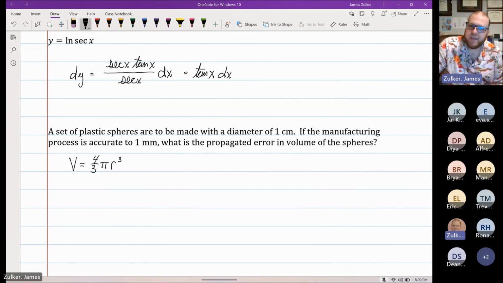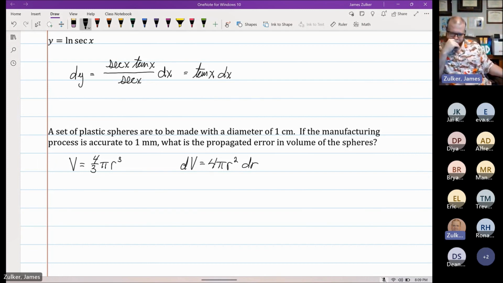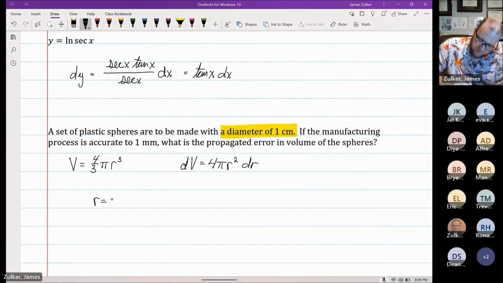Let's find the differential for V. Right, 4 pi r squared dr. Well, we're told they are to be made with a diameter of 1 centimeter, so we know that the radius is 0.5 centimeter.